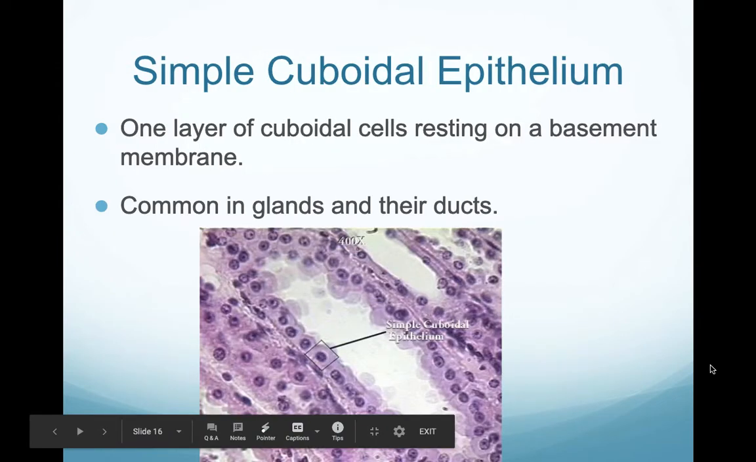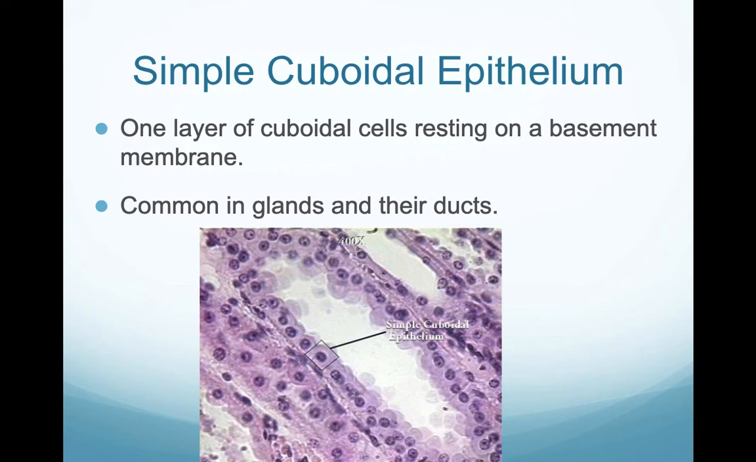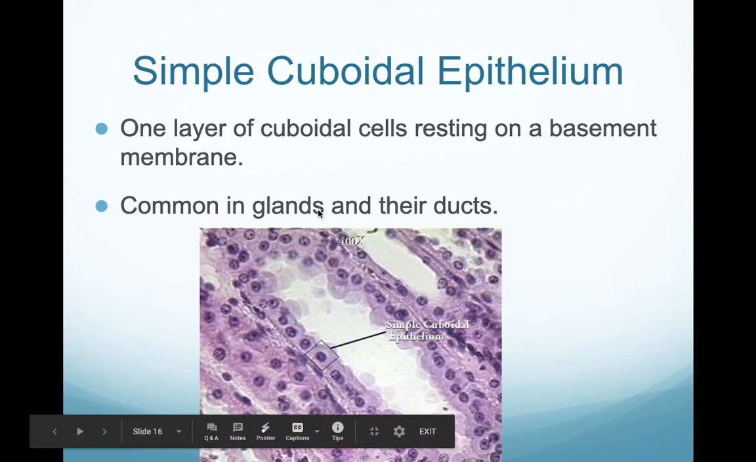Simple cuboidal, simple meaning one layer, cuboidal meaning cubes. So I have one layer of cube-shaped cells. You don't have them in too many places in your body other than your glands and their ducts. So you can see here's my free surface, and here's my cube shape, and a basement membrane underneath.